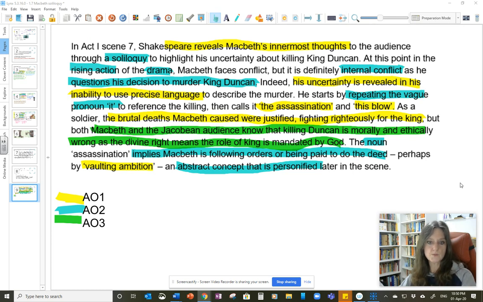the person who has ultimate ownership over that. So you can't just steal the kingship. It has to follow the correct order because of the divine right of kings. But actually that green point there, although that is social and historical context, it's actually also AO2. It's analysis, isn't it? So it's like analysing these two words.